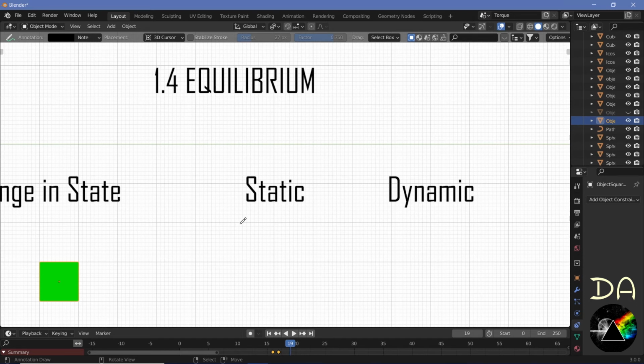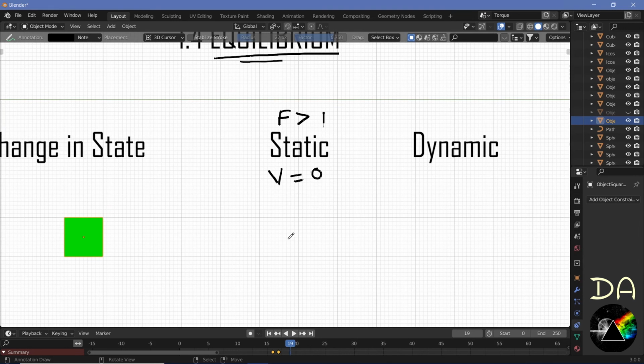So static equilibrium occurs whenever V is equal to 0. That means there is no motion. But for it to be called equilibrium, there has to be forces acting upon the body. The number of forces has to be greater than 1. Because if there's only one force acting, then it's not going to be balanced and it's not going to be an equilibrium. So the number of forces has to be greater than 1 in order for an equilibrium to be achieved. And static equilibrium occurs when velocity is equal to 0. There could be many examples.